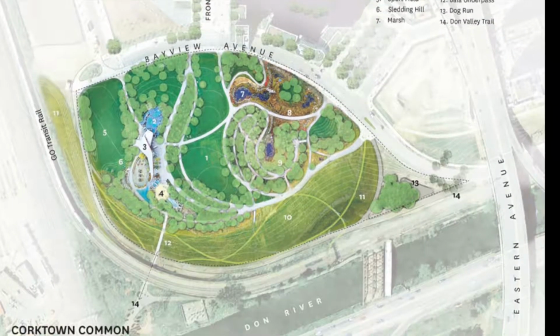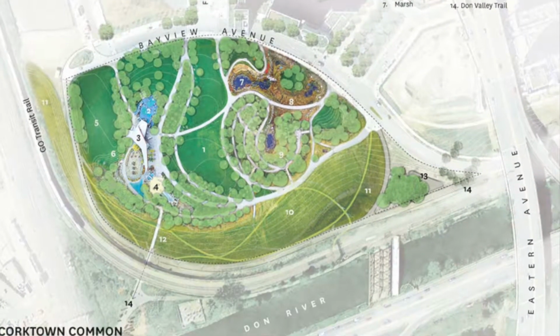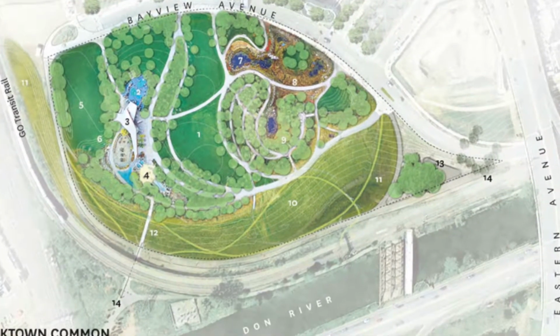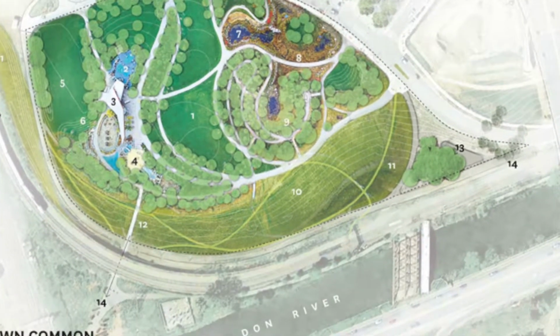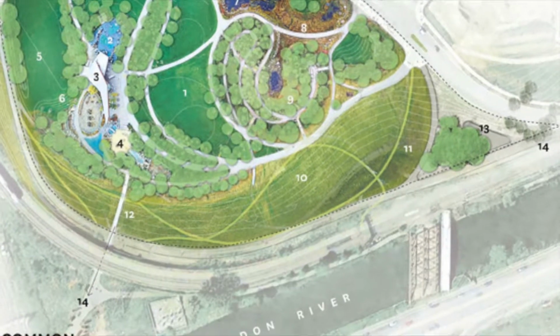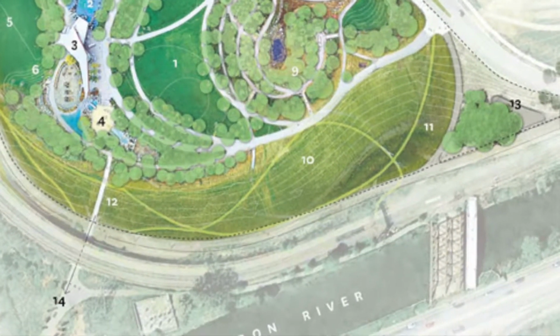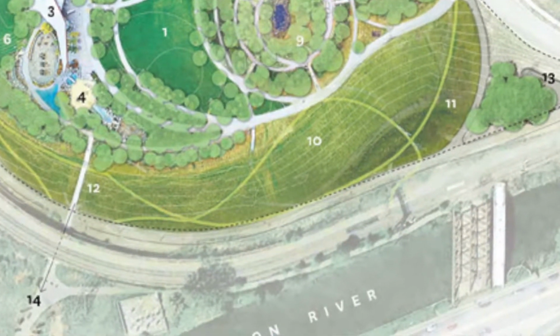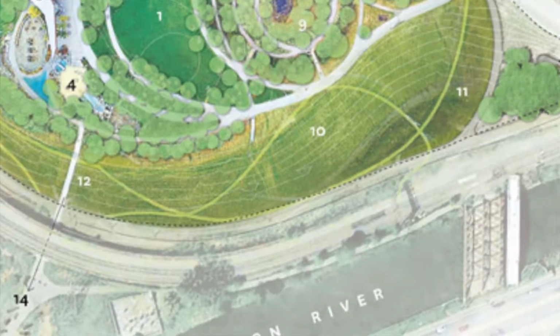This map shows Corktown Commons from above. In this map, you can see how close the Don Valley River is to the park, and you can see how big the floodplains are. The floodplains are listed as number 10, 11, and 12 on this map.